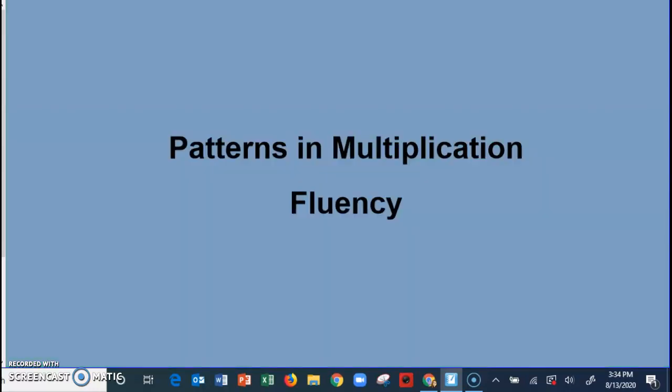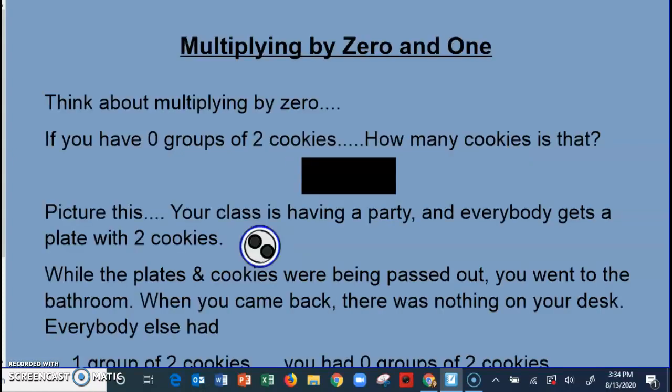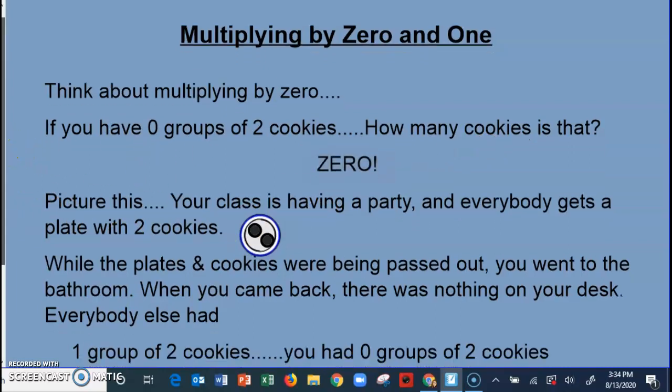All right, so let's get started on our new information for today. We're looking at patterns in multiplication and fluency. We want to start off by multiplying with zeros and ones, and we're going to start off talking about multiplying by 0. Let's think about this. If you have 0 groups of 2 cookies, how many cookies do you have? You've got 0 groups. You've got 0 cookies. It's a sad day. You don't have any cookies, okay?